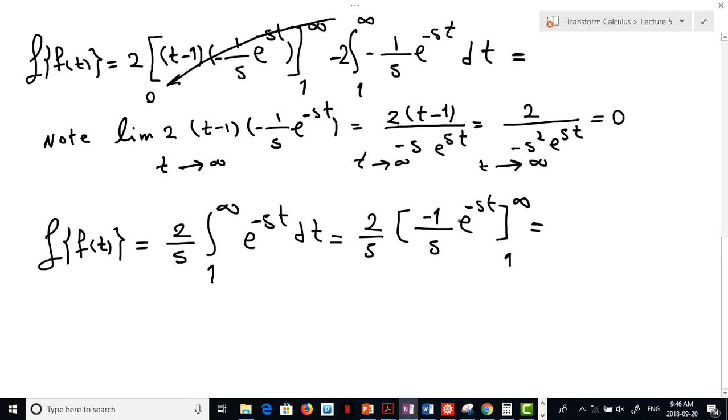When t approaches infinity, it's 0. When t approaches 1, so we have e to the power of minus s. As a result, this term is equal to 1 over s, and 2 over s times 1 over s. Oh, it's 1 over s e to the power of minus s. So we have 2 over s squared e to the power of minus s. So we could find integral of this function.